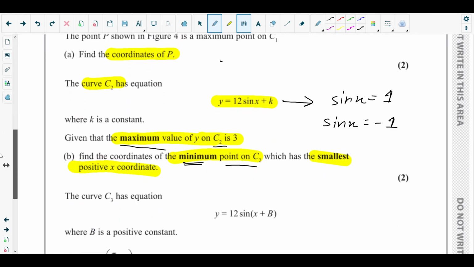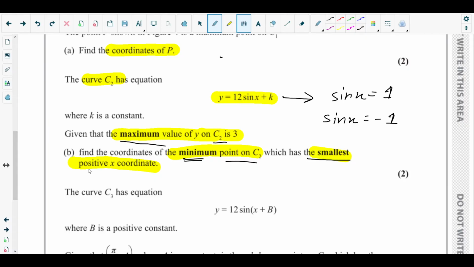Look, which has the smallest positive x coordinate? So for which smallest positive x coordinate is the value of sin x negative 1? Consider sin 0 radian is 0. Sin pi over 2 radian is 1. Sin pi radian is 0. And sin 3 pi over 2 radian is negative 1. This is the smallest positive x coordinate for which the value of sin x is minimum. And if sin x is minimum, then we know that the curve C2 will be minimum.